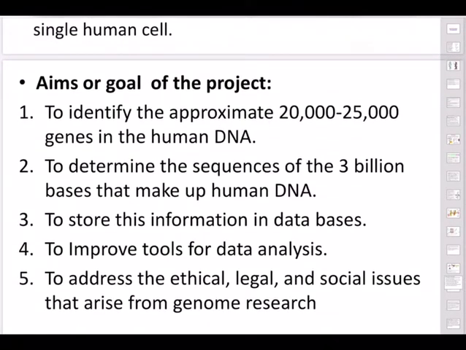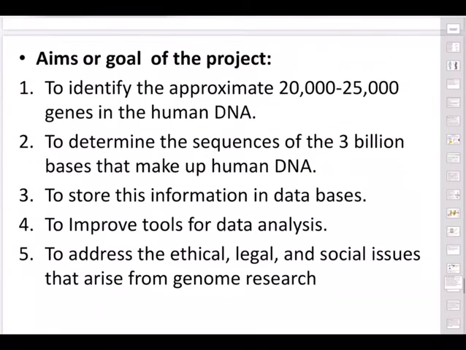So for any project there will be aims and goals. What are the aims of this project? First of all, to identify the approximately 20,000 to 25,000 genes in the human DNA. On an average, it is predicted that there will be 20,000 to 25,000 genes in human DNA, so we need to identify each and every gene of that.